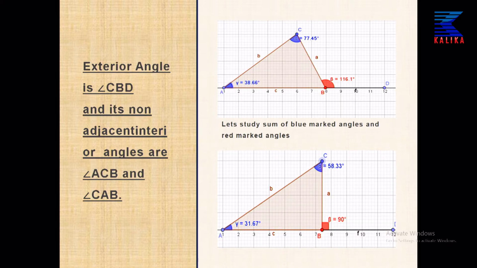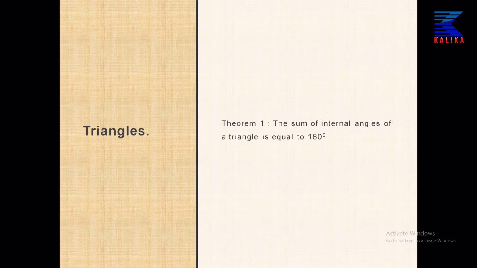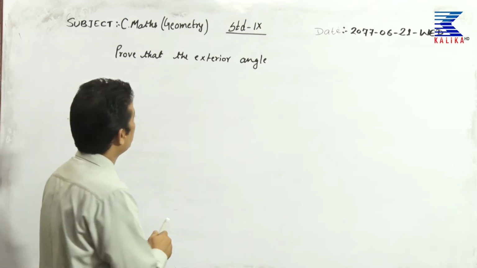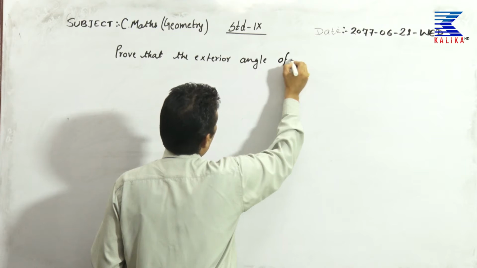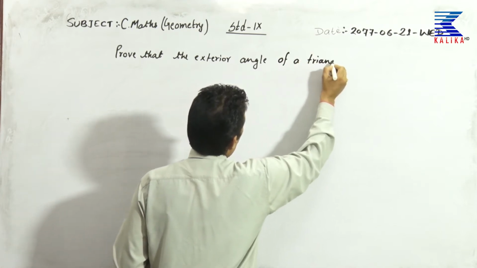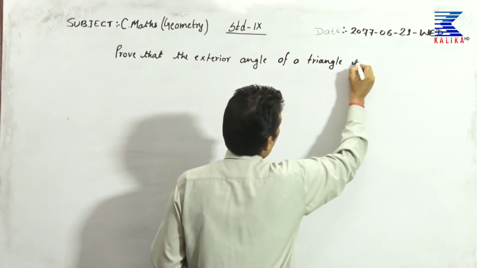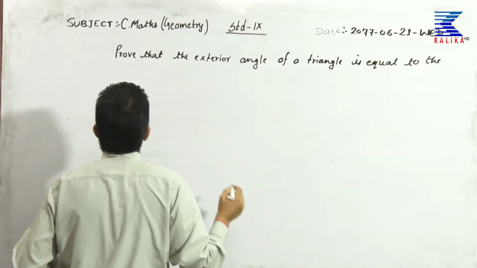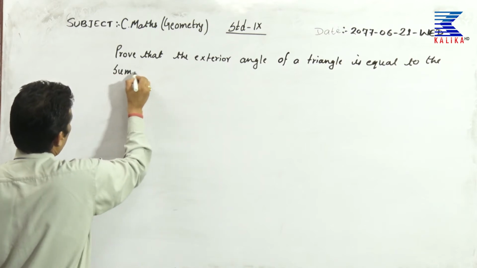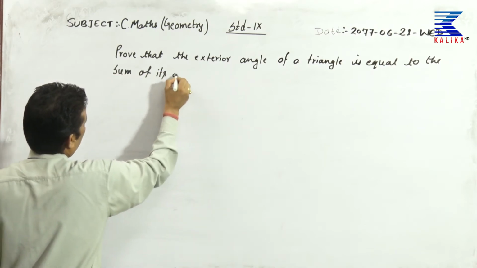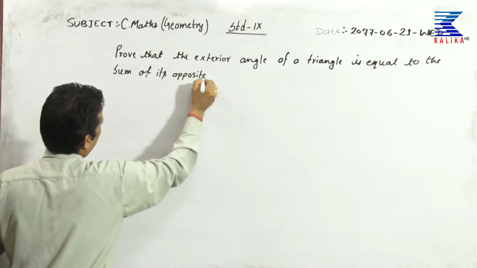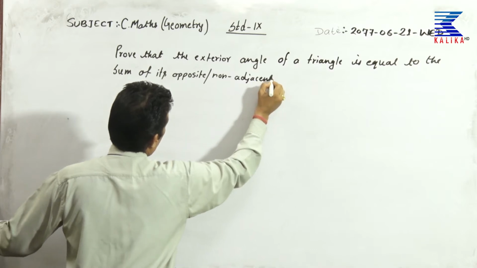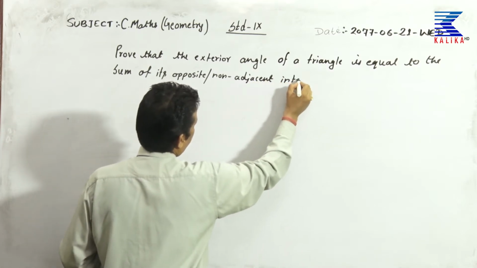Dear students, let me focus you to the board please. We are going to prove that the exterior angle of a triangle is equal to the sum of its opposite, or we can also say non-adjacent, interior angles.